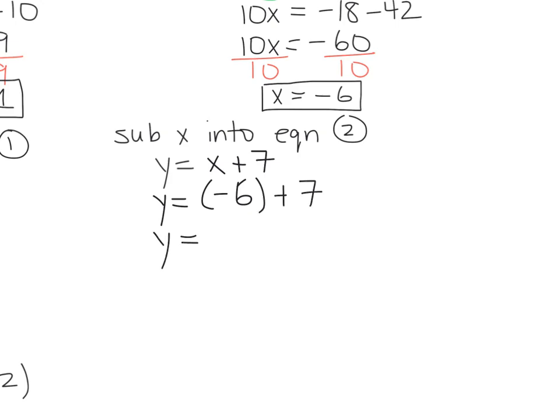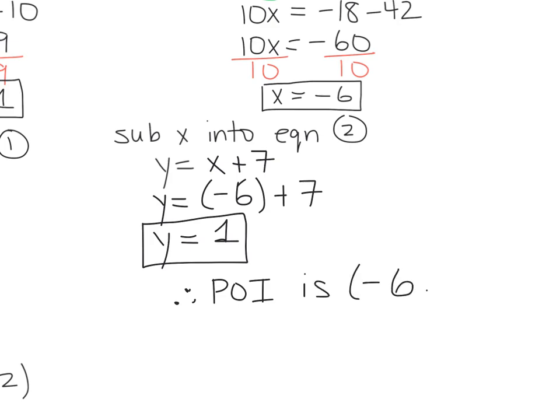And then negative 6 plus 7 is a positive 1. So my answer for y is 1. So I can say, therefore, the point of intersection is located at negative 6 and 1.